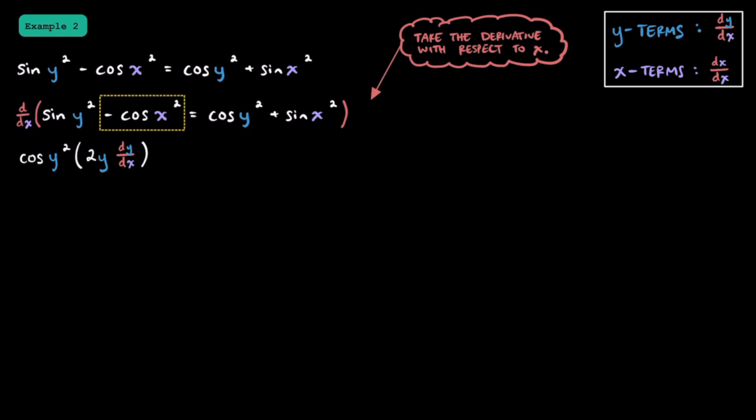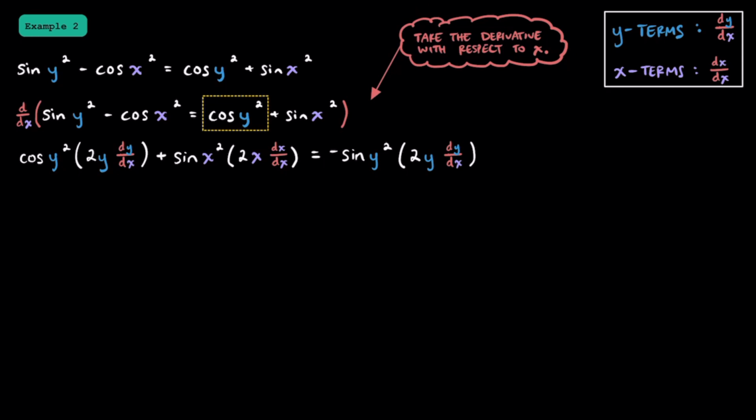And now taking d/dx of negative cosine x squared, we're going to have to use the chain rule again and get sine of x squared times 2x dx/dx. Over to the right side, we'll take d/dx of cosine of y squared, and using the chain rule, we're going to get negative sine of y squared times 2y dy/dx.